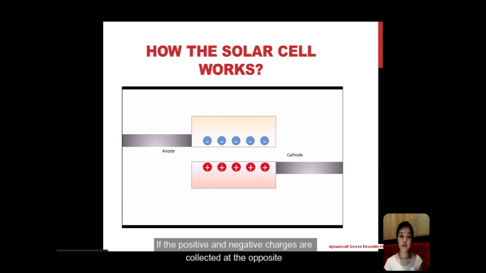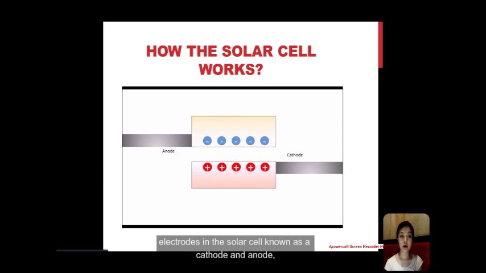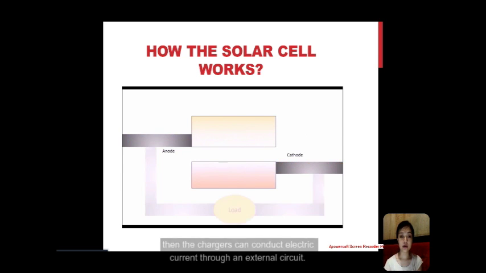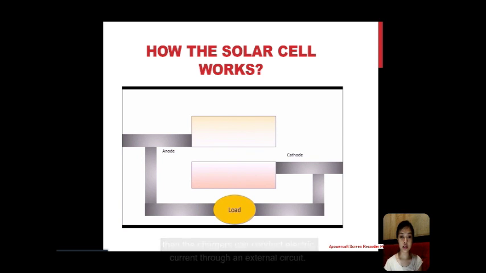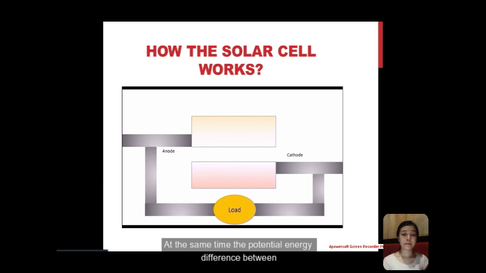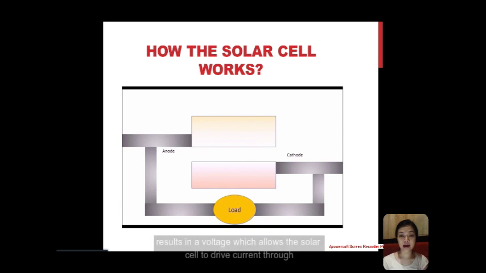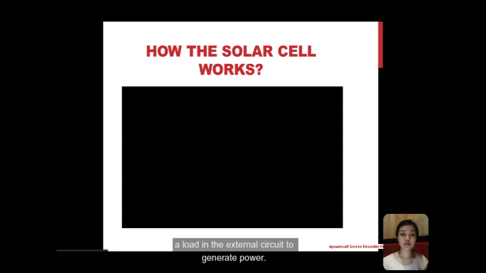If positive and negative charges are collected at the opposite electrodes in the solar cell, known as the cathode and anode, then the charges can conduct electric current through an external circuit. At the same time, the potential energy difference between the positive and negative charges that are collected in the cathode and anode results in a voltage, which allows the solar cell to drive current through a load in the external circuit to generate power. And that's how the solar cell works.